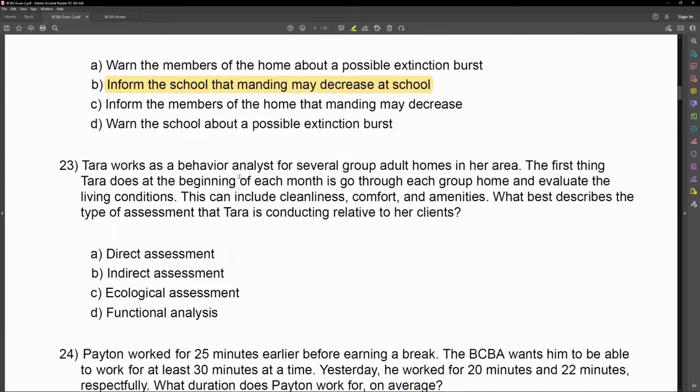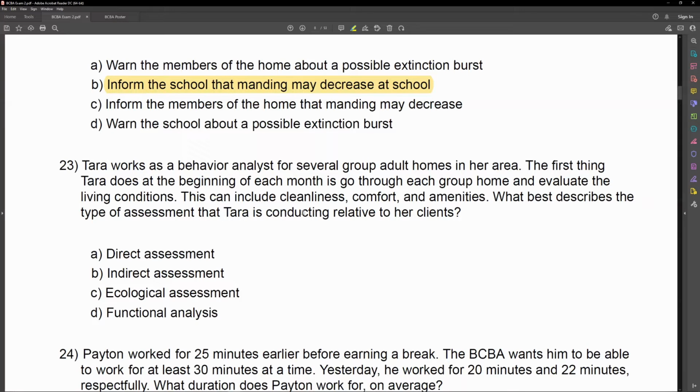23. Tara works as a behavior analyst for several group adult homes in her area. The first thing Tara does at the beginning of each month is to go through each group home and evaluate the living conditions. This can include cleanliness, comfort, and amenities. What best describes the type of assessment that Tara is conducting relative to her clients?